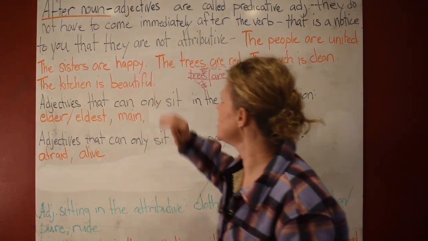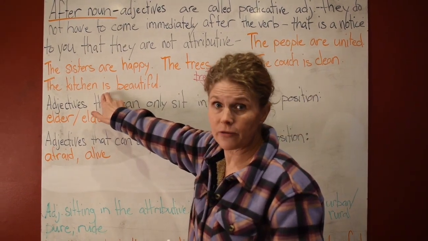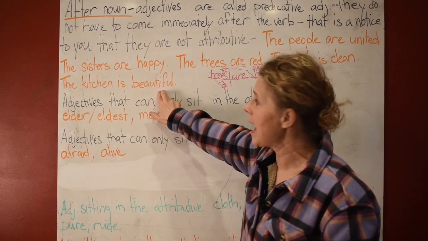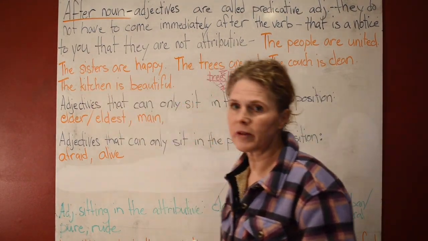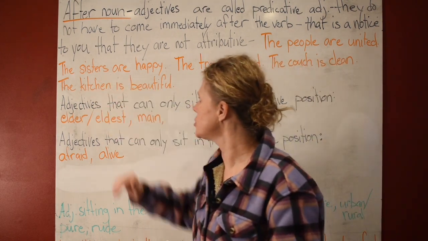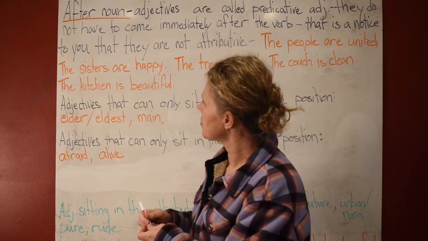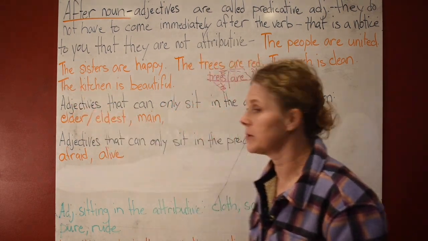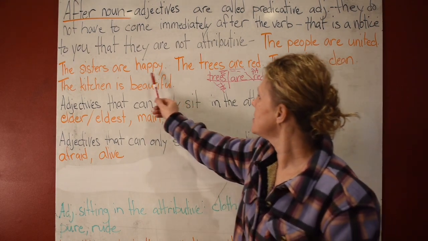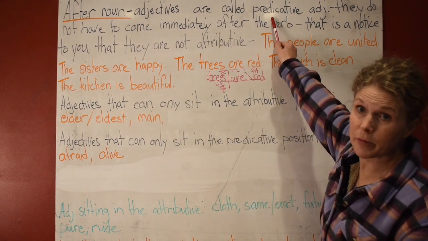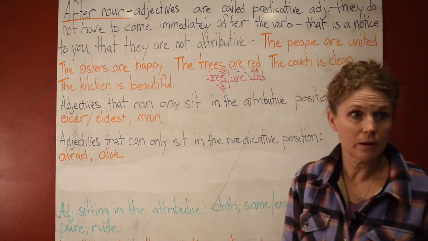Okay, now the kitchen is beautiful. Okay, we have our linking verb here. It's linking this adjective back to kitchen. It's describing the kitchen. What kind of kitchen is it? It's a beautiful kitchen. So see how we can put the beautiful right here. If we put it right here, it'd be in the attributive position. But see, since it's after the verb, it is in the predicative position. And it's divided by a linking verb.